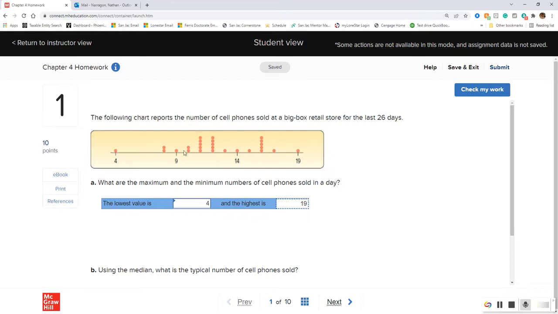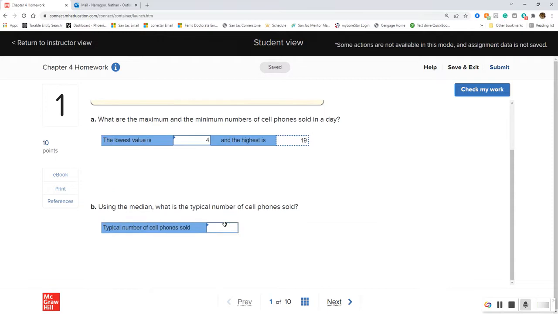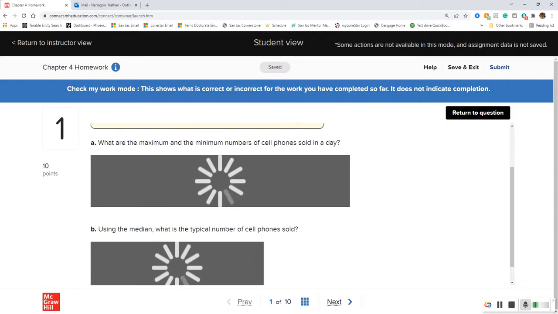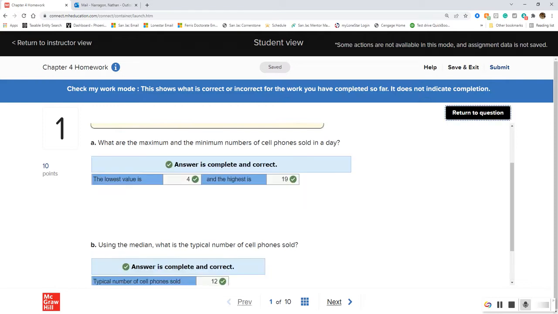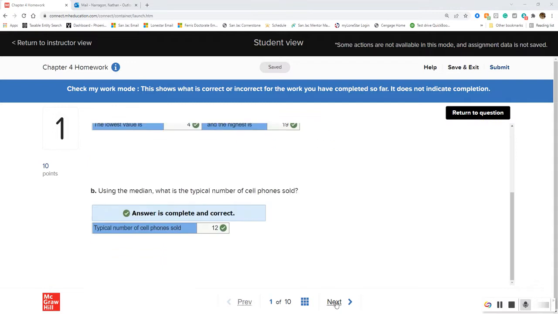So that should be 12, because if I go 9, 10, 11, 12, 13, 14. Again, check your work. Make sure everything is correct. Awesome.